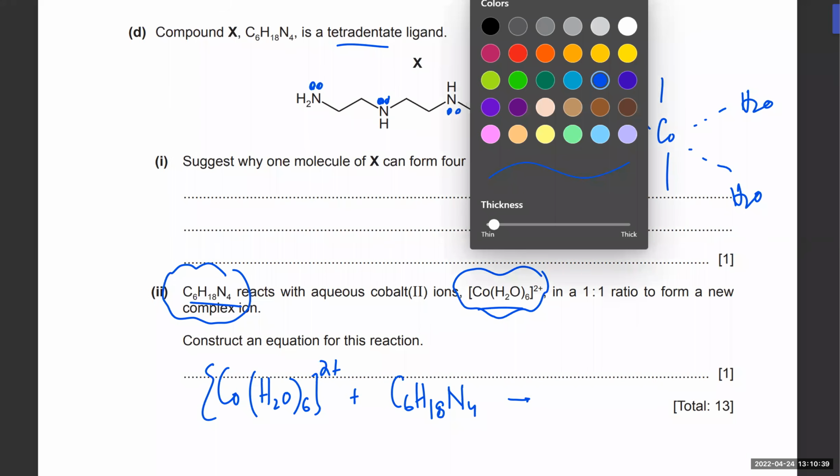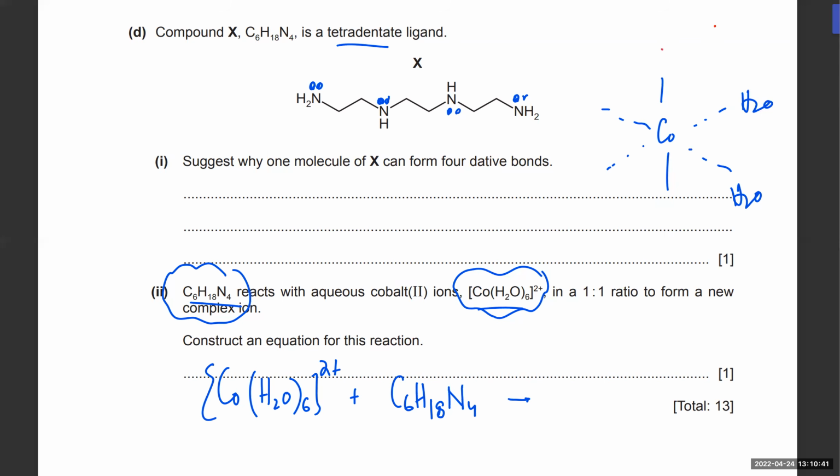And this big one, if I draw it like this, so this tetradentate ligand is going to come in and it's going to replace the 4 water molecules. This entire thing, you read one and think of this as this thing. So it comes in and replaces the 4 water molecules. Is the idea clear?